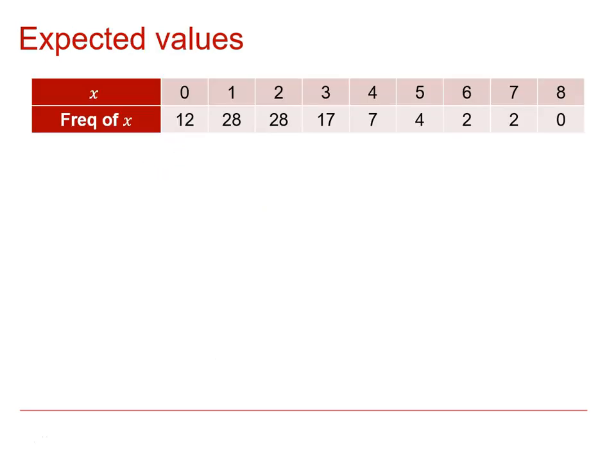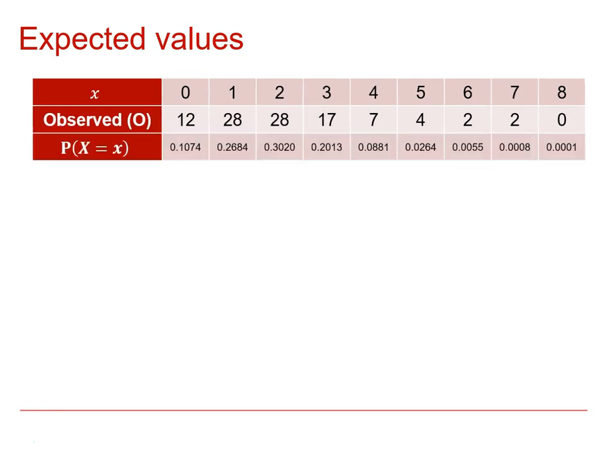So back to our table, I'm going to rename the frequency to observed. This is our observed frequency. We now add in the probabilities that we found from our calculator or GeoGebra. And now we need an expected row.